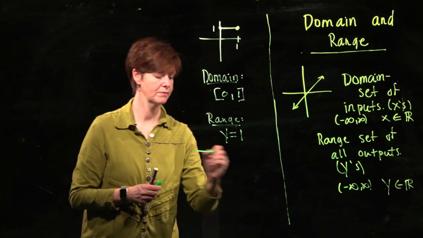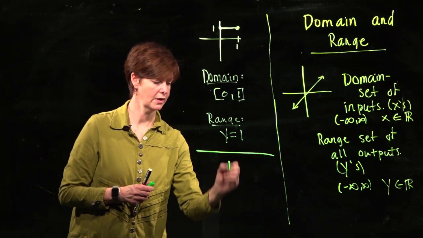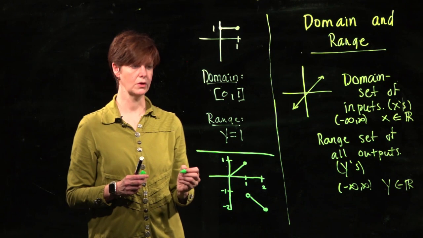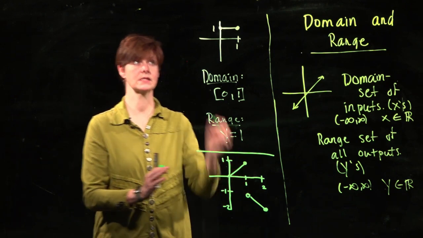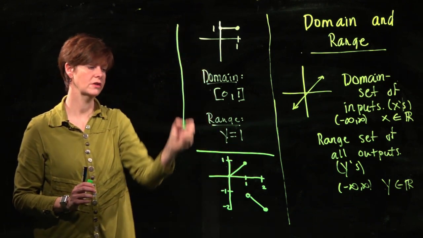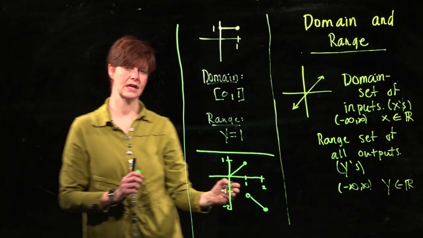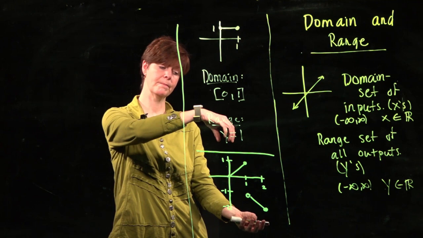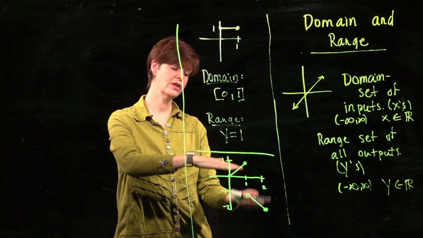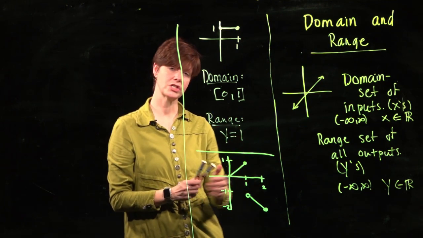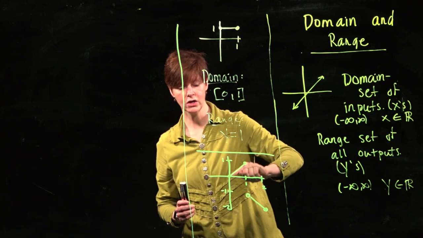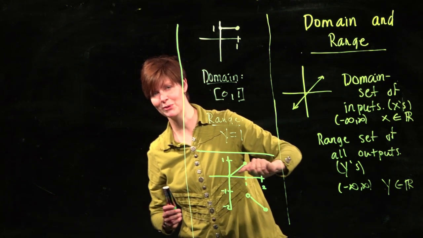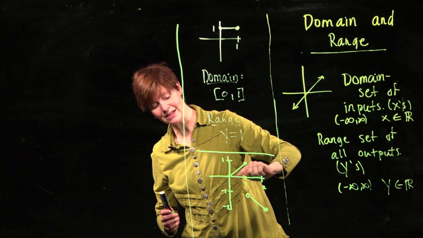This time, here's my graph. For the domain on this, what you need to do is look at the graph as if there was a light shining up and down from the bottom. And then look at where the shadow would be. Where would that shadow be? It would be here on this x-axis.